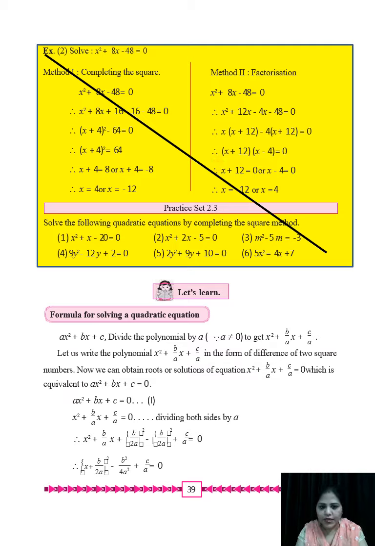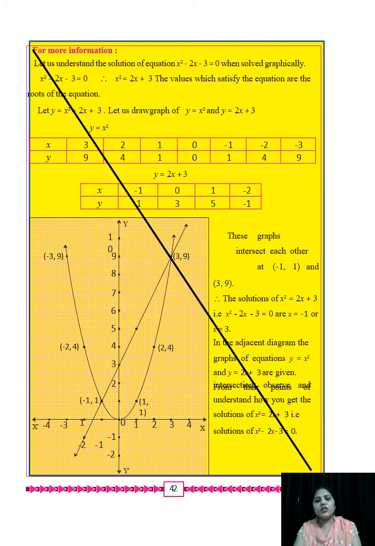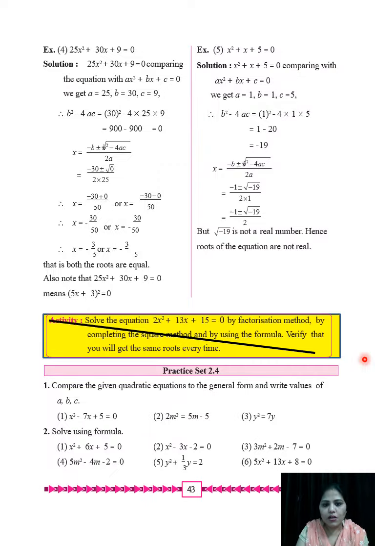Page number 39, practice set 2.3. Now page number 42, for more information. This part is also being cancelled now. Okay. Now see here, one activity was given on page number 43. Solve the equation by completing square method. Now this equation you are not supposed to solve by completing square method. As the completing square method has been cancelled, this activity is also cancelled. But if you want to solve this equation by some other method, you can try it out.